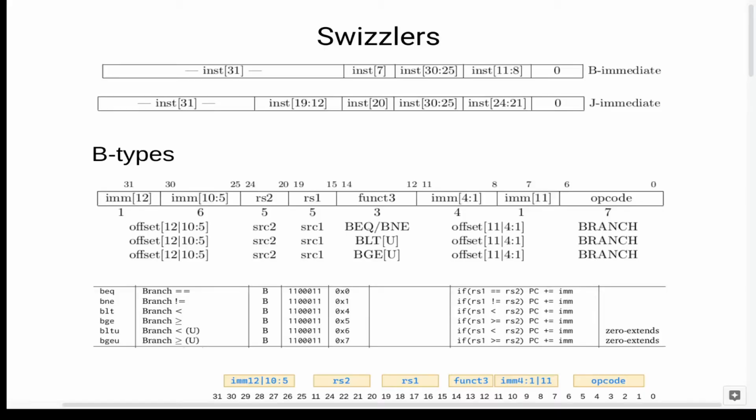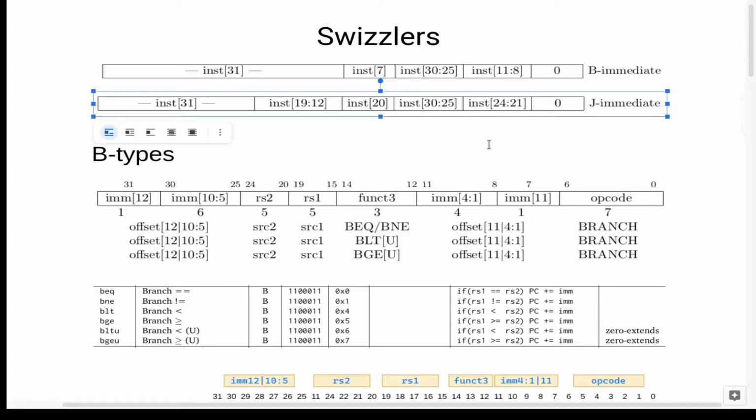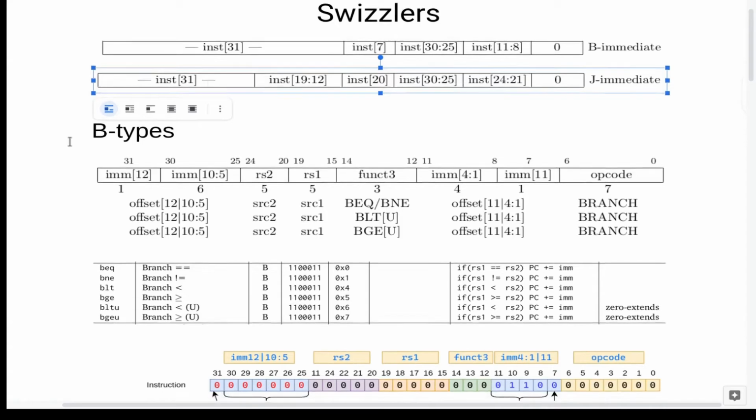So let's go. For the branches and the jumps, we are looking at two swizzled type instructions, and we'll talk about that in a minute. But they're structured like this. This is the branch immediate and the jump immediate. So we'll start with the branch types first.